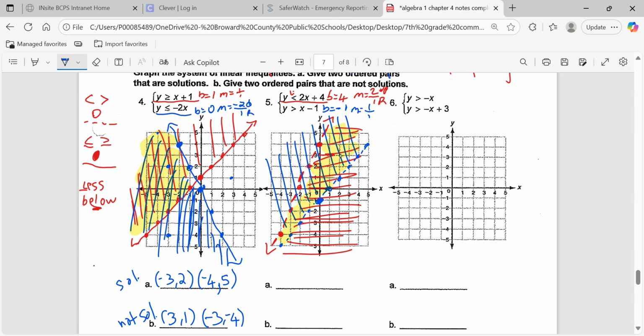So maybe 2, 3. I don't know. 0, 0 is also a solution. Not solutions would be anything here on the outskirts. So maybe 4, -4. And again, you can pick whatever you want as long as it's not in that yellow area. And then we have -4, 3. Those are all examples of non-solutions. I want you to pause here and you are going to try number 6.